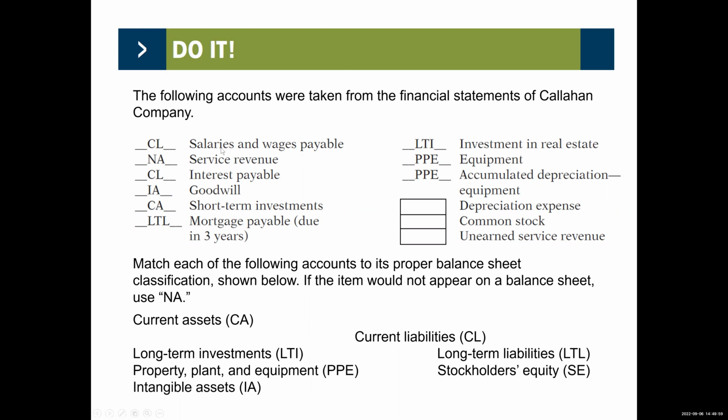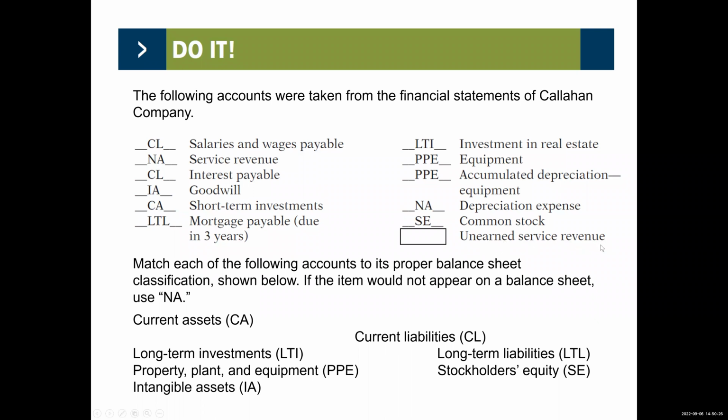Okay, how about the depreciation expense? They're trying to fish. Don't fall for it. Expense goes on the income statement, so it's NA. How about common stock? That's pretty easy. That'd be stockholders' equity.